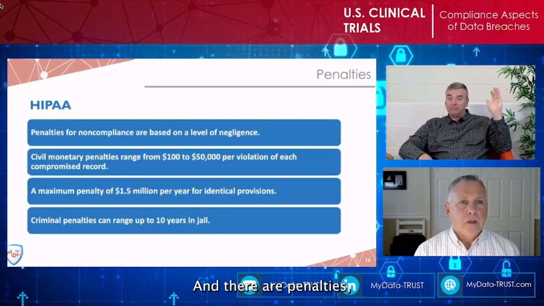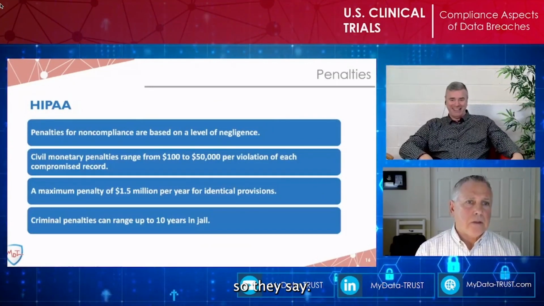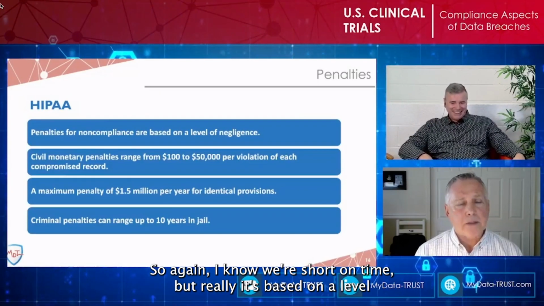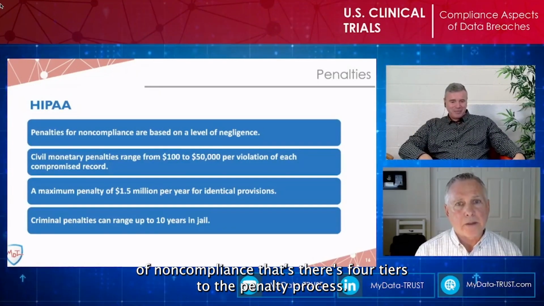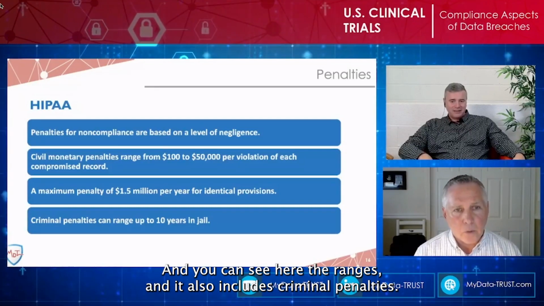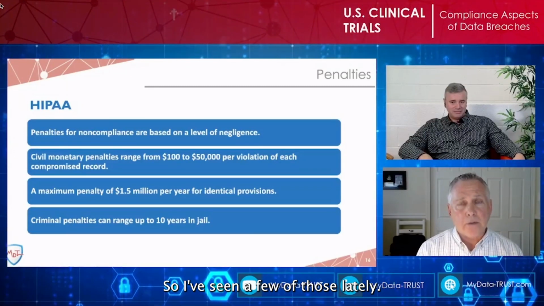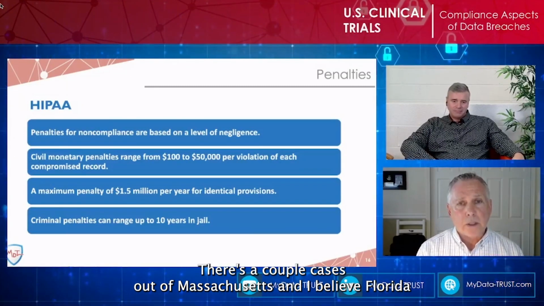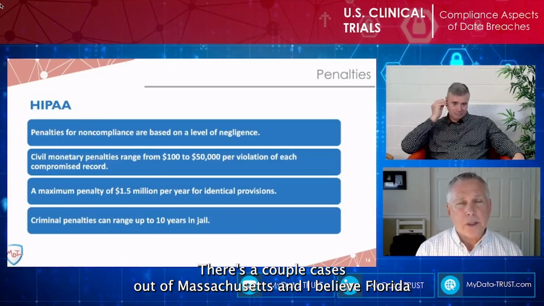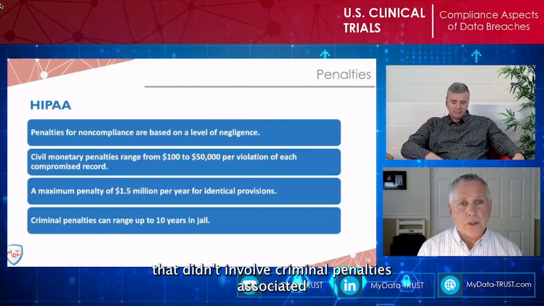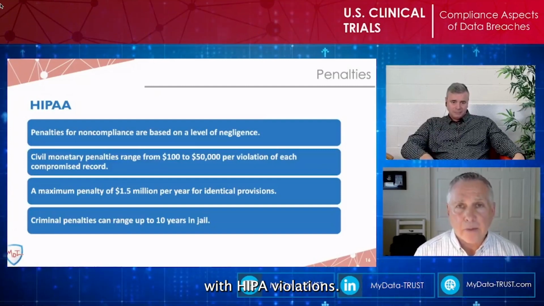And there are penalties, so they say. Yes, there are. Again, I know we're short on time, but really it's based on a level of non-compliance. There are 4 tiers to the penalty process, and you can see here the ranges. It also includes criminal penalties. I've seen a few of those lately. There are a couple of cases out of Massachusetts and I believe Florida that involved criminal penalties associated with HIPAA violations.